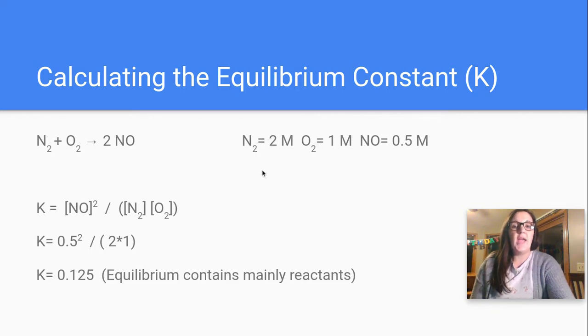To solve for K, we are going to use a formula where our products are on the top and our reactants are on the bottom. We're going to plug in the molarity of the substances based on their concentration. So this one looks like we would have NO on the top. The concentration of NO would be the top of our fraction.